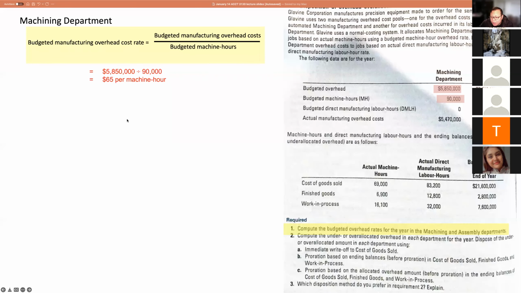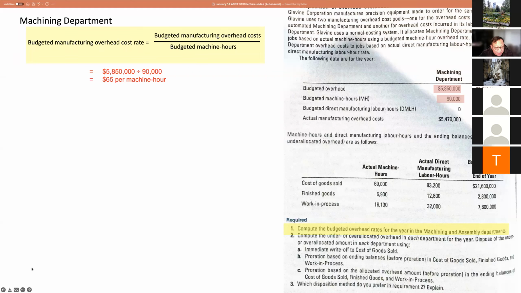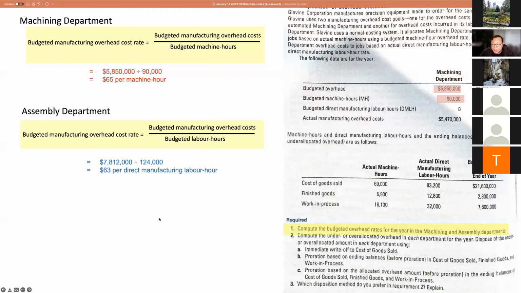Okay, so the next one would be the assembly department. Anyone wants to try that? Assembly department, Samarin? Yes, it would be the same. It would be 7,812,000 divided by 124,000. That would be 63. Which two numbers are you using? Assembly department budgeted overhead, 7,812,000, divided by 124,000. Okay, very good. So we are using these two.